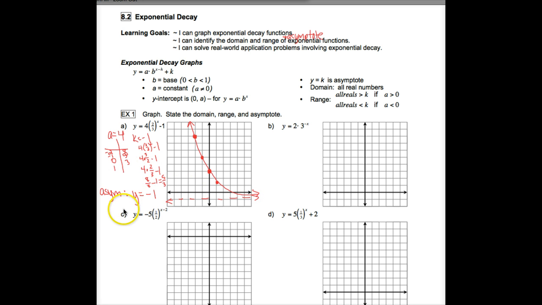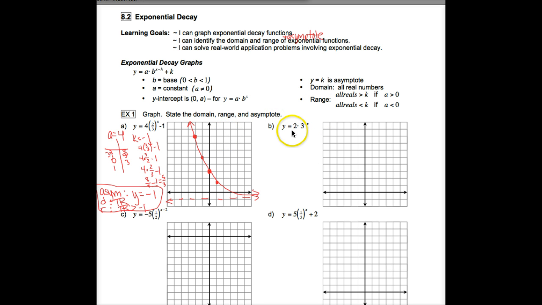So my asymptote was y equals -1. My domain is going to be all reals because my x's go on forever both ways. My range, in this case, always goes with my k value, so it's -1, and my values are bigger. So it's going to be all reals greater than -1. So there are my answers there.